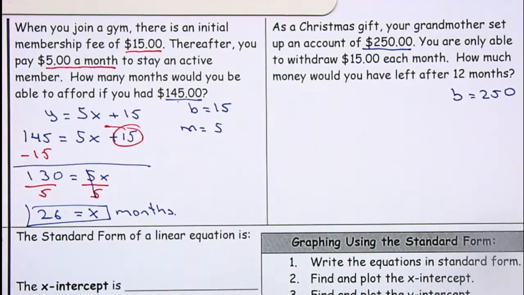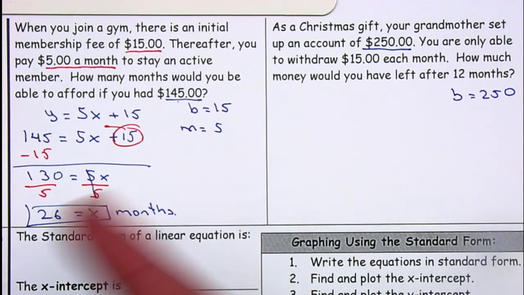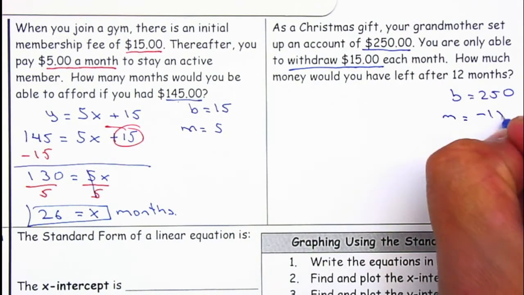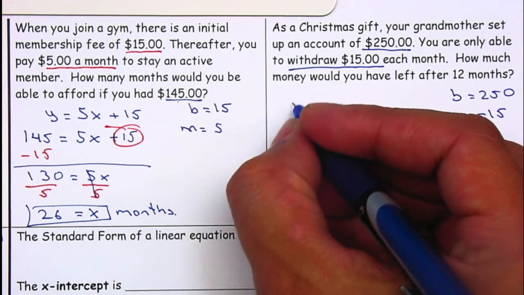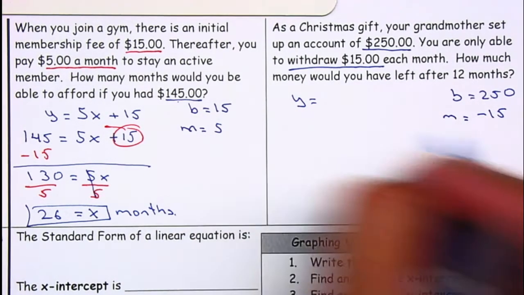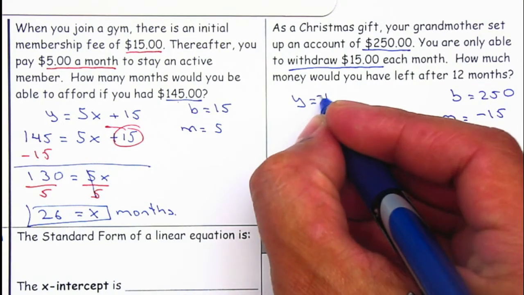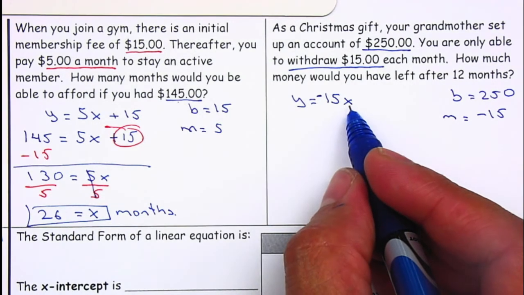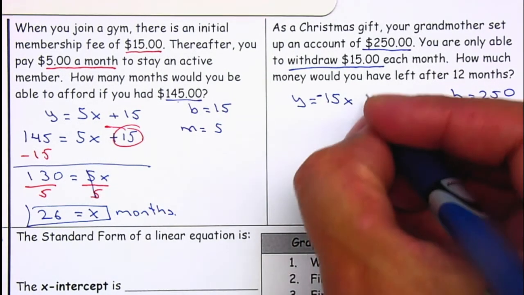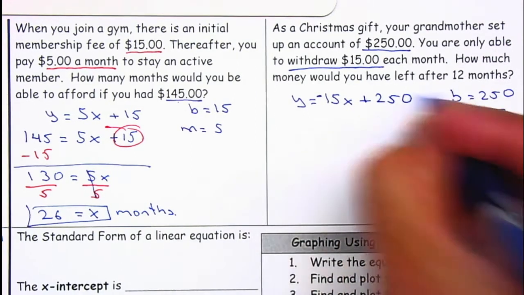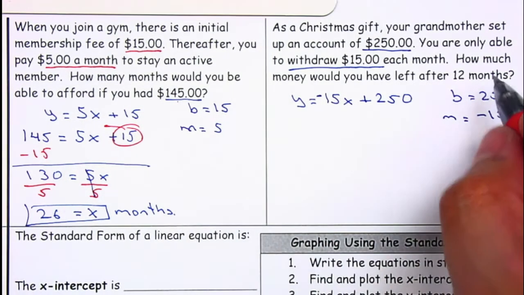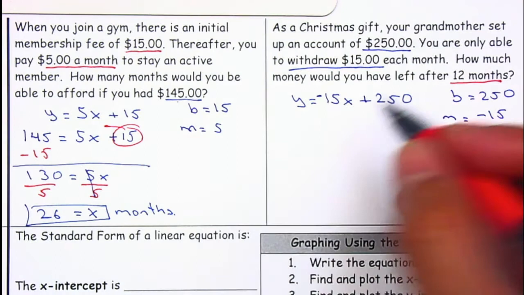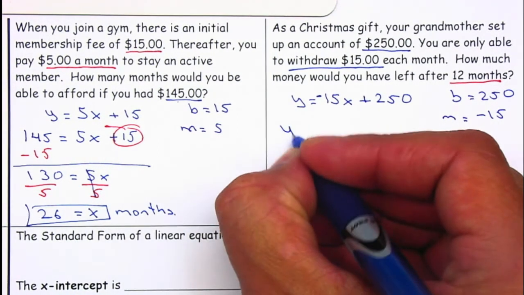Your slope is the quantity that repeats over and over again. In this case, your slope, because you are withdrawing, is going to be negative 15. Your equation will be y = -15x + 250. Remember, x in this case is how many months you are withdrawing money for. The question is, how much money will you have left after 12 months? 12 months will go into the x, and y will tell you how much money you have left.